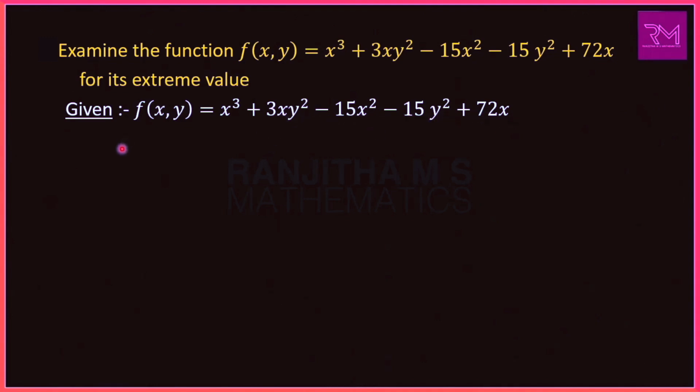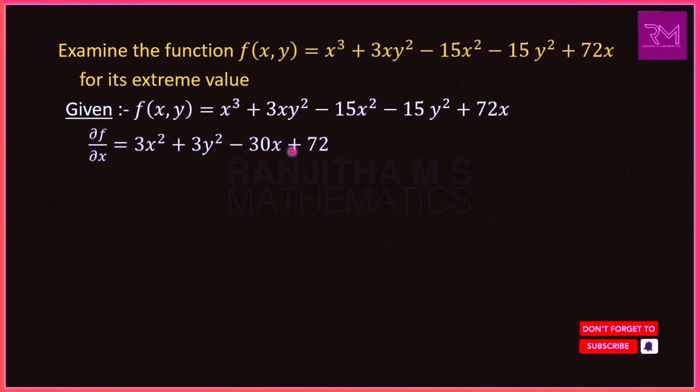Here what's the first step? You have to find del f by del x and del f by del y. Here del f by del x is, you have to differentiate partially with respect to x. That is, differentiation of x cube is 3x square, plus 3 into y square is constant, take as it is, into differentiation of x is 1, hence we get plus 3y square, minus 15 into differentiation of x square is 2x, hence we get 30x, plus 72 into differentiation of x is 1, hence we get 72. Call this equation number 1.